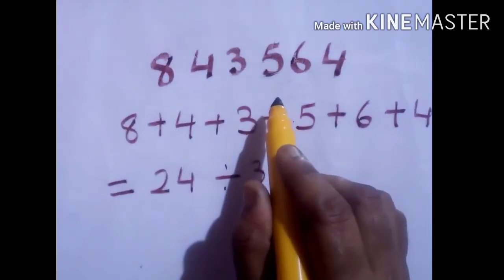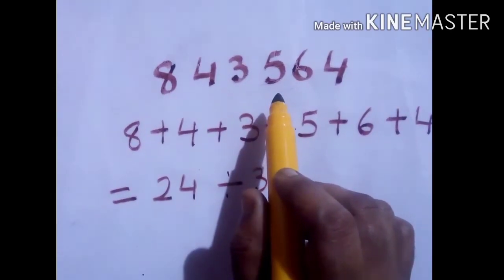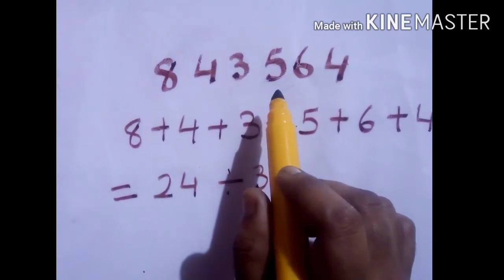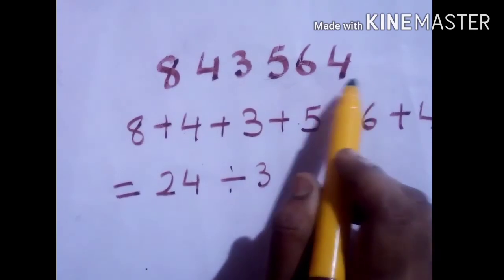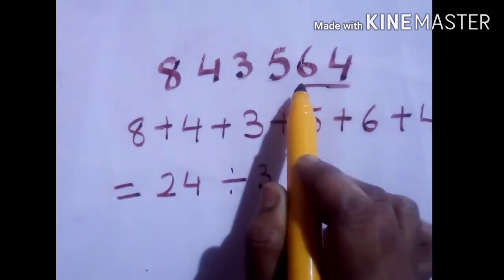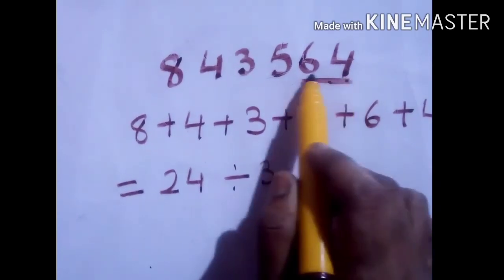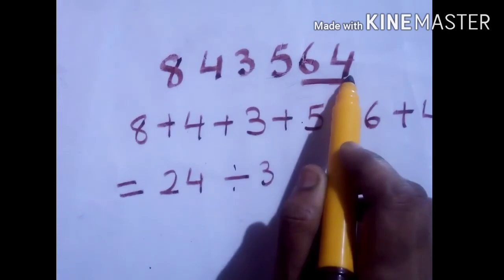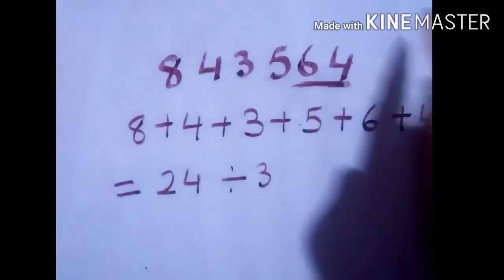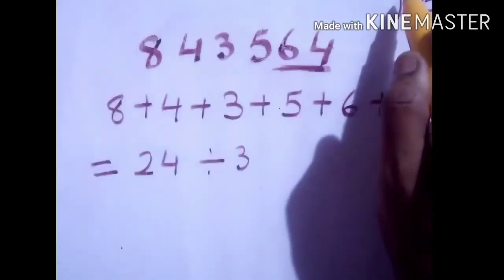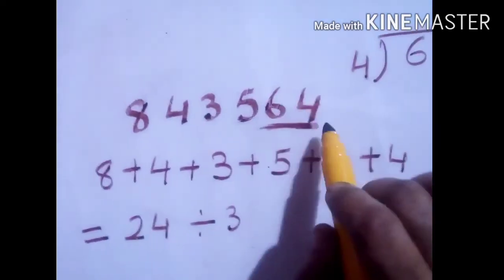Now to check the divisibility by 4. How to check the divisibility by 4? Today we have learned the divisibility by 4. What is the rule? The number is divisible by 4 if the ones and tens place of the number is divisible by 4. What is the ones and tens place here? That is 64. If 64 is divisible by 4, then the whole number will be divisible by 4.